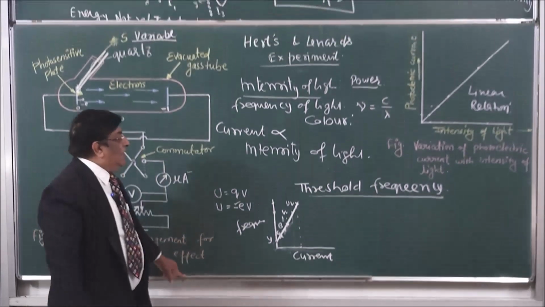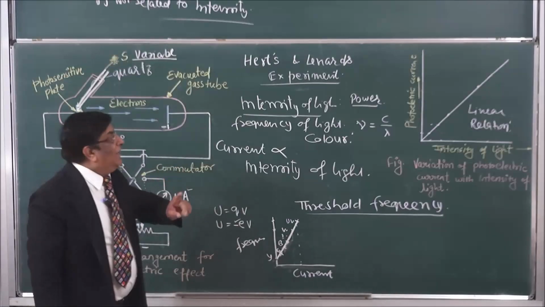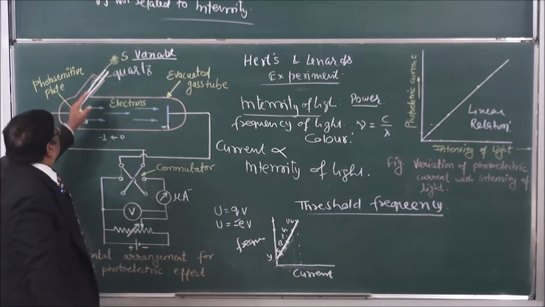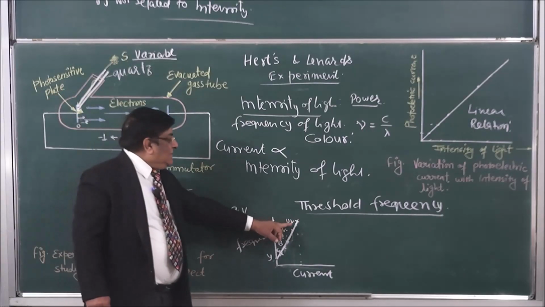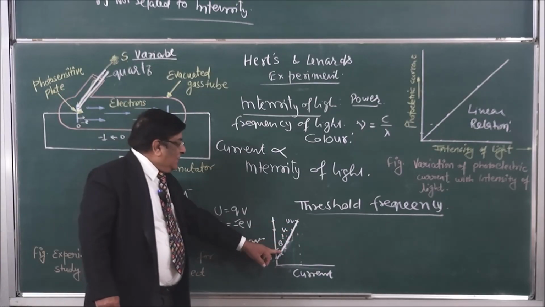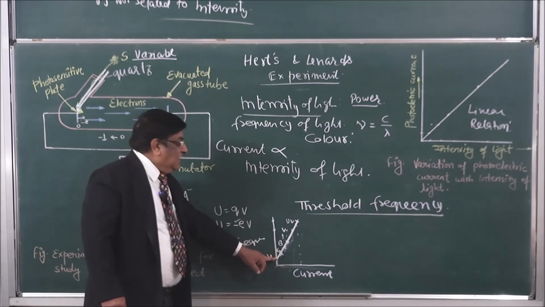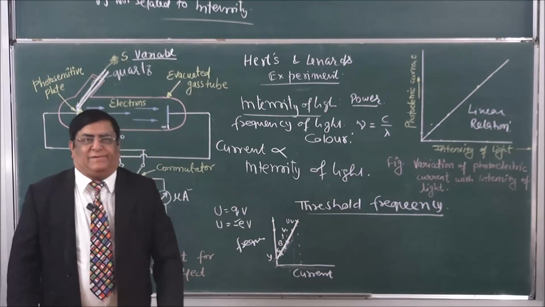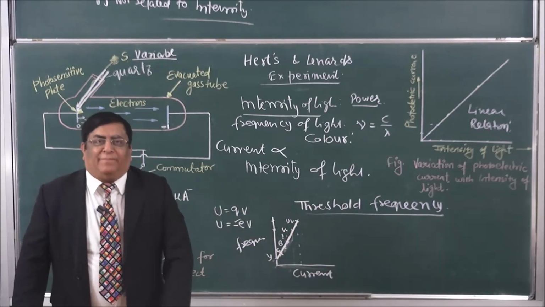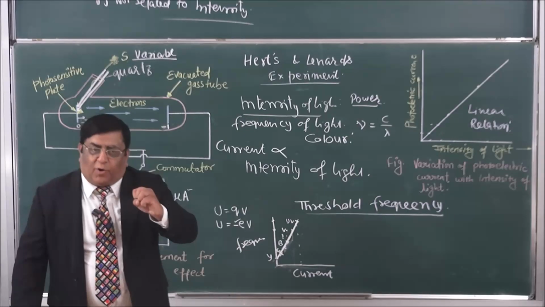For a particular metal, when I put that metal here and bring the light from here, all these colors are giving me current up to green, but when it comes to yellow, which is a lesser frequency, there is no current. I say, maybe my bulb is smaller.